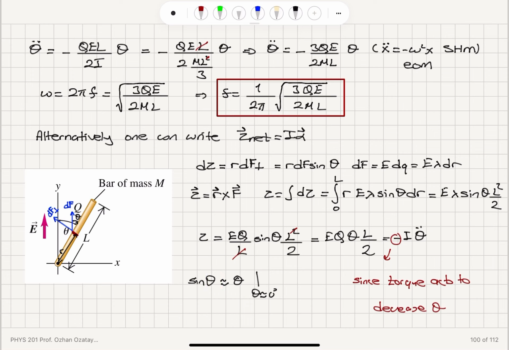We have the same equation of motion that we obtained using the energy approach. The negative sign, minus I theta double dot, comes from the fact that the torque acts to decrease the angle rather than to increase it. So we obtain the minus sign required by the form of the equation of motion for simple harmonic motion.